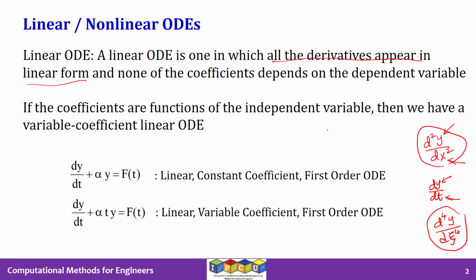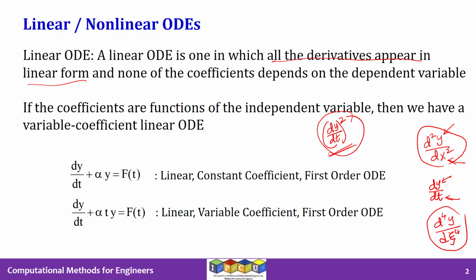But if you have something like (dy/dt)² as a term appearing in your ODE, that would violate the first principle because the derivative appears in a quadratic form here. So quadratic is nonlinear. If this dy/dt has any other power than 1, that would make it a nonlinear term. So if an ODE has this as one of the terms, that would become a nonlinear ODE.